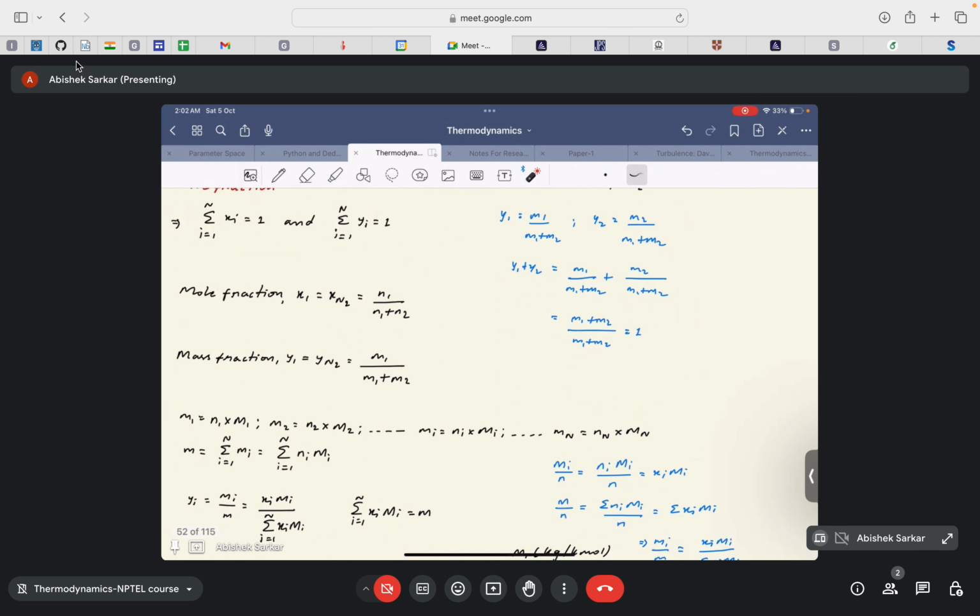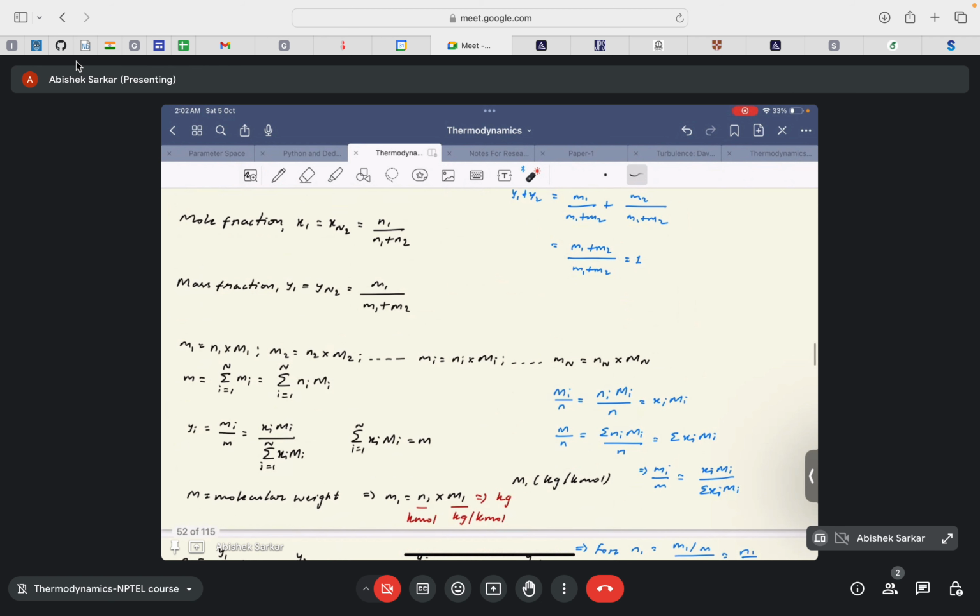Similarly, in the case of oxygen, it will basically be n2 by n1 plus n2, and y2 is equal to m2 by m1 plus m2. Now we know that, alright, let me just define it.